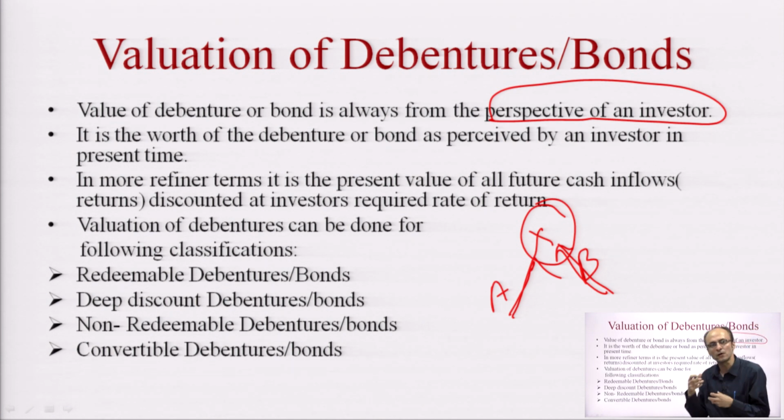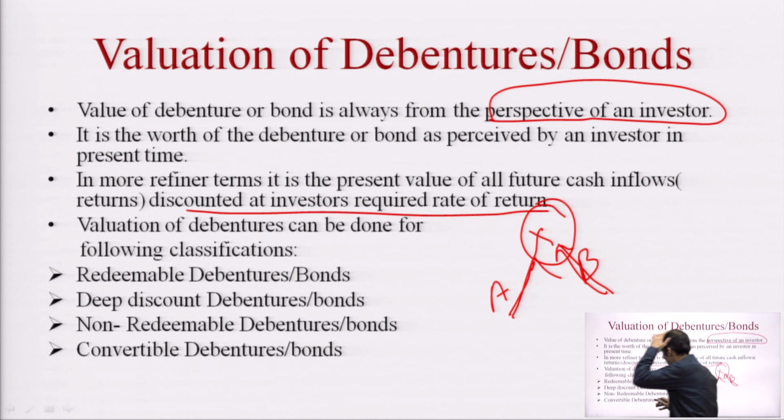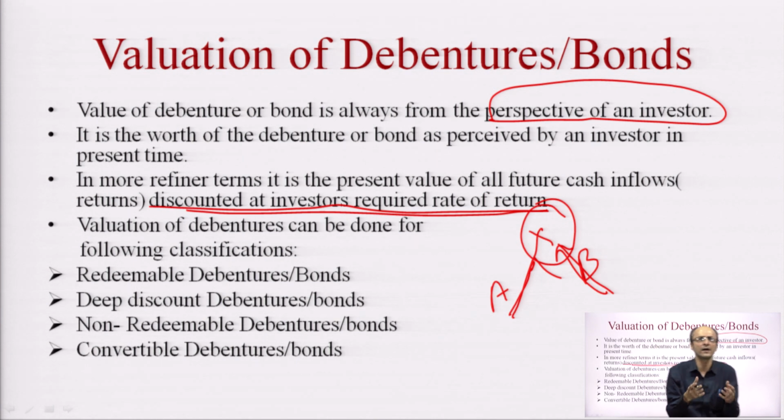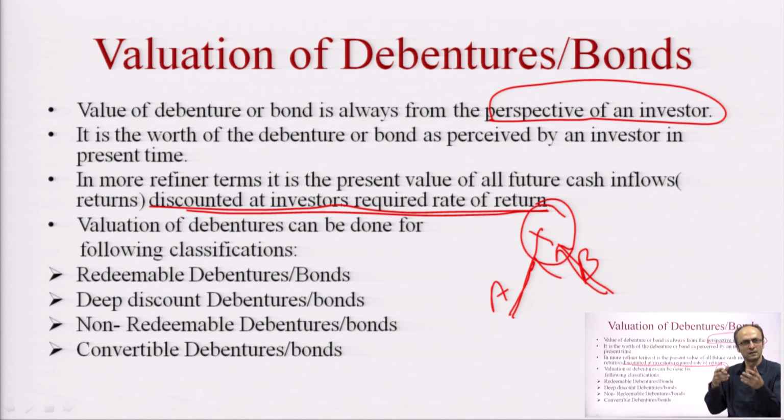So when we try to calculate the value of the bond, the perspective of the investor matters, and the value is actually a subjective matter of discussion. It can be different values for different investors depending on their risk perception and their expected return. Next, it is the worth of the debenture or bond as perceived by an investor in present time. In more refined terms, it is the present value of all future cash inflows discounted at the investor's required rate of return. This point is very important because a very important term has come: discounted at the investor's required rate of return. This required rate of return is generally the interest expected by the bondholders, the yield expected by the bondholders, and this return is different for different investors. Different investors will have different discounting rates to get the present value of future cash inflows.